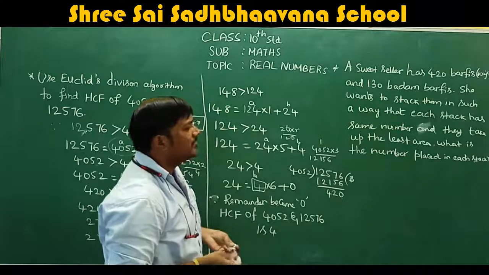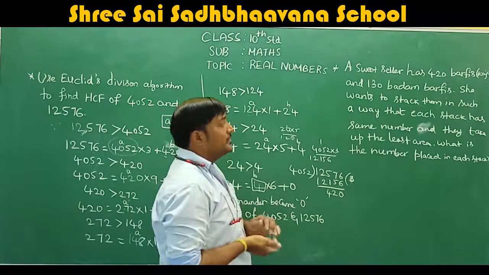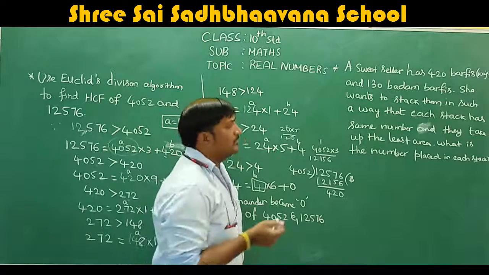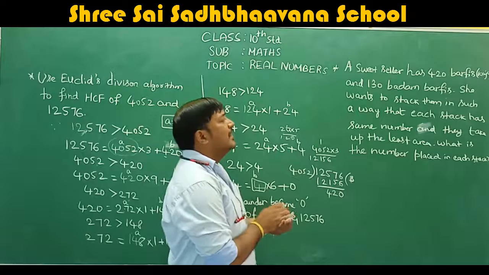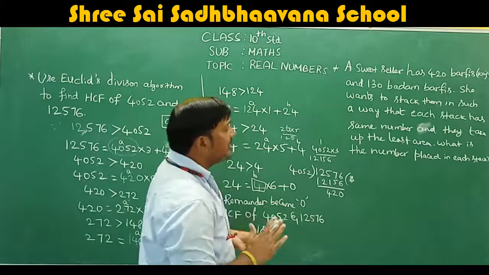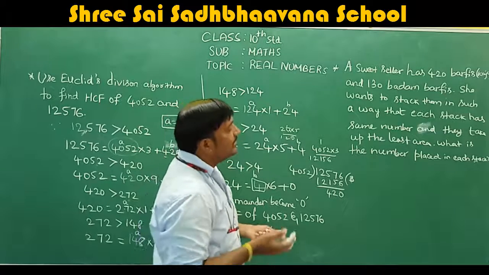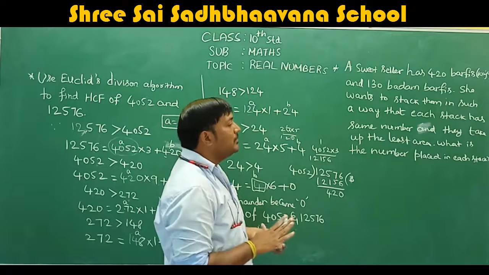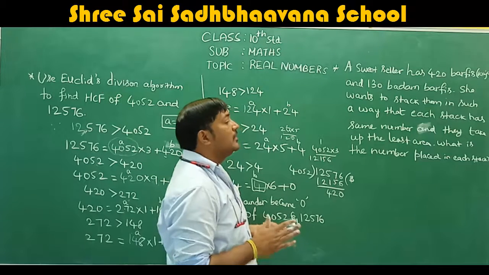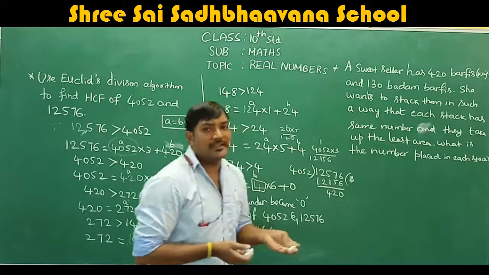The sum looks a little bigger, but here you have to understand the sum properly, then you can easily do the solution. The sum is: a sweet seller has 420 kaju burfis and 130 badam burfis. She wants to stack them in such a way that each stack has the same number and they take up the least area. What is the number placed in each stack? Means how many stacks she can place.